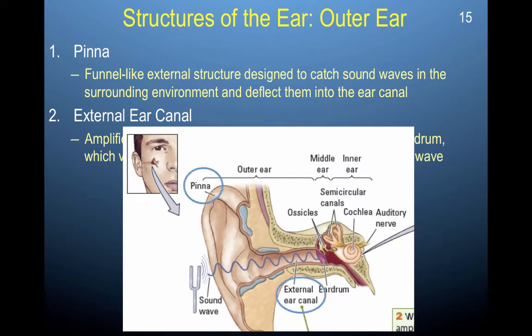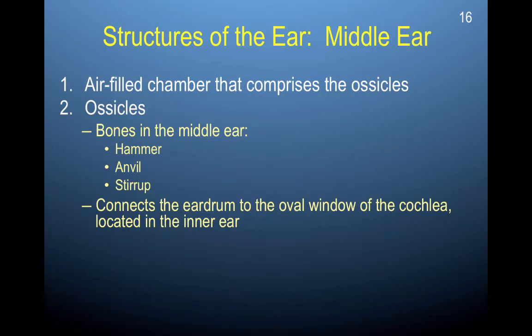And these are the two parts here, the pinna and the external ear canal, that make up the structure of the outer ear. Next, after the outer ear, is the middle ear. The structure of the middle ear comprises the ossicles, the air-filled chamber that comprises the ossicles.